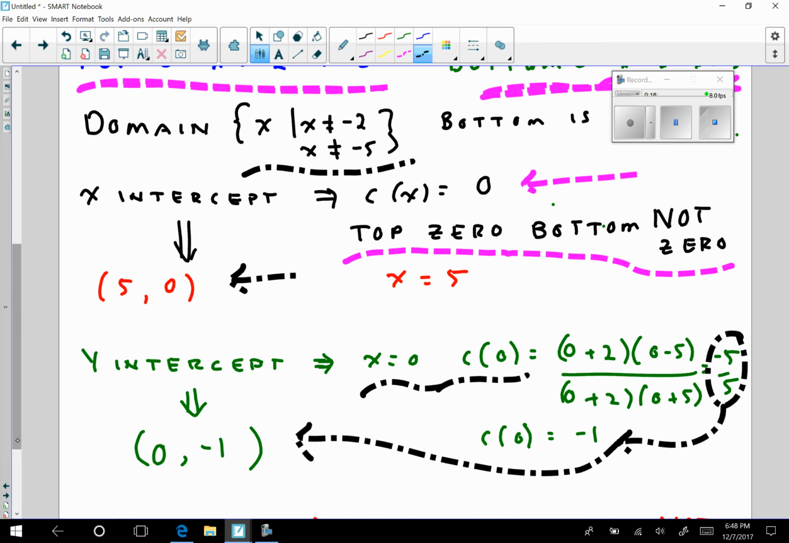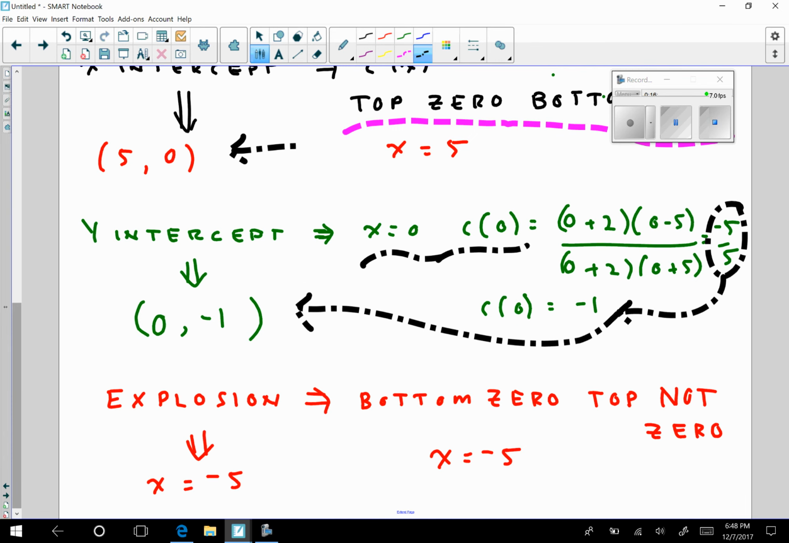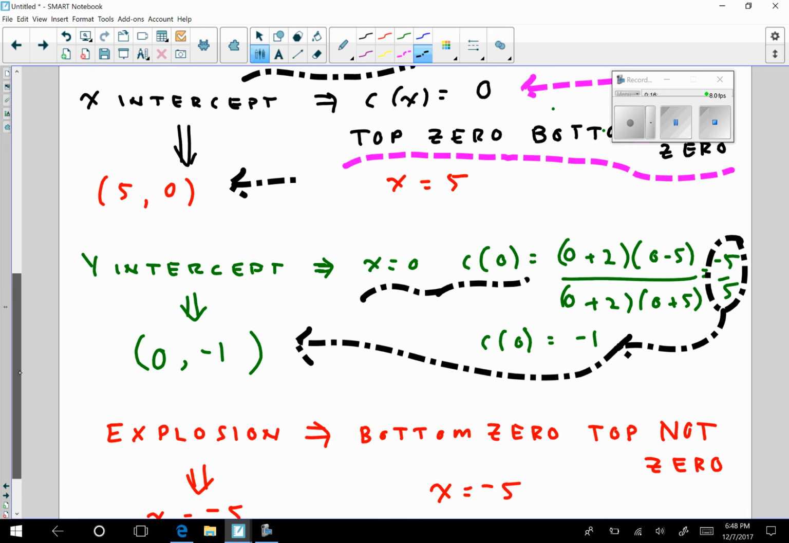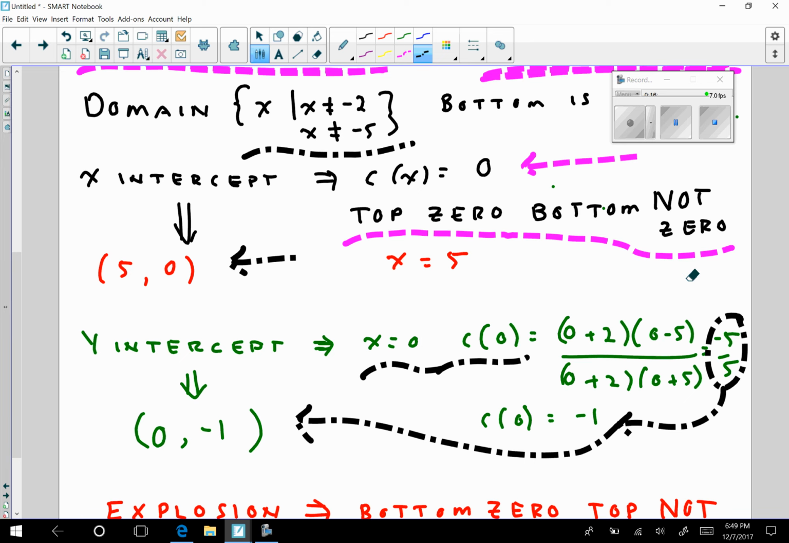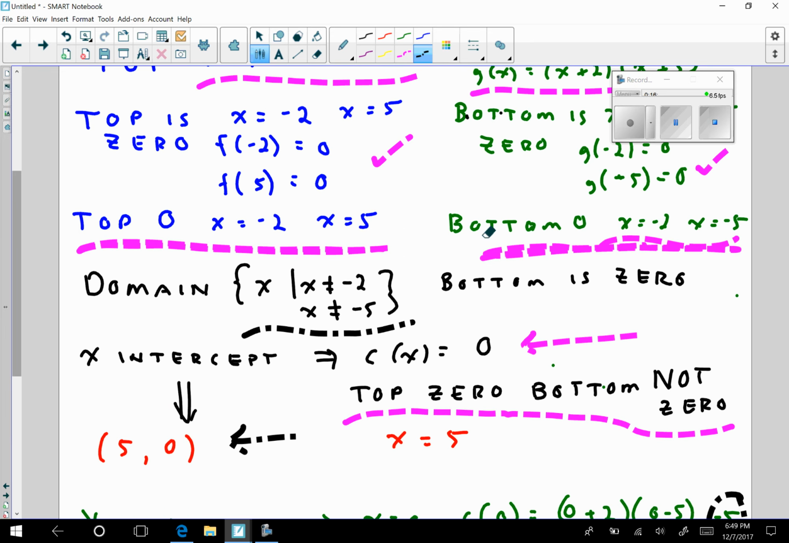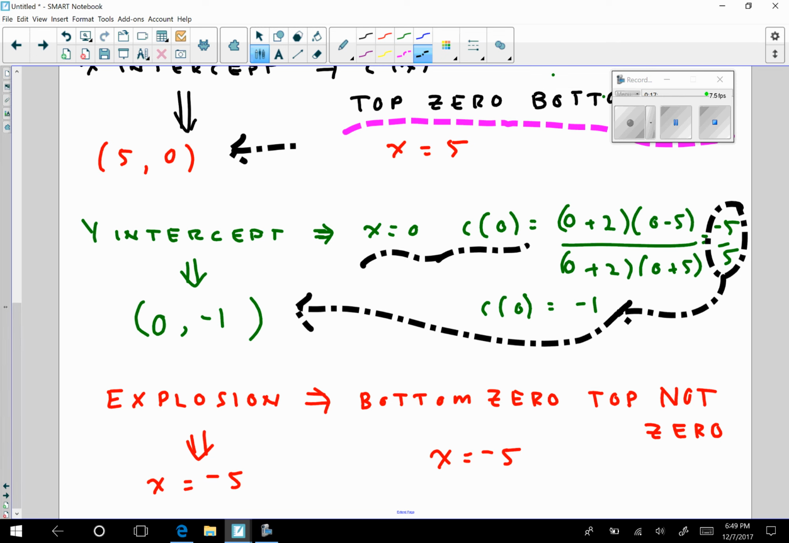Moving forward, I think it's also easy to find the explosions. The explosions happen, again, I'm going to use this powerful information. Explosions happen when the bottom is 0 and the top is not. The only time the bottom is 0 and the top is not is at x equals negative 5, ladies and gentlemen. So that's the only time I'm going to have an explosion. x equals negative 5. And I know that explosions are also known as vertical asymptotes.